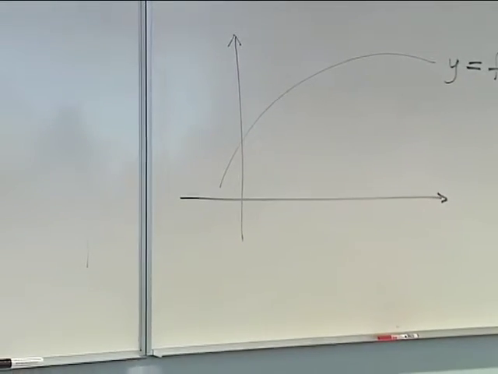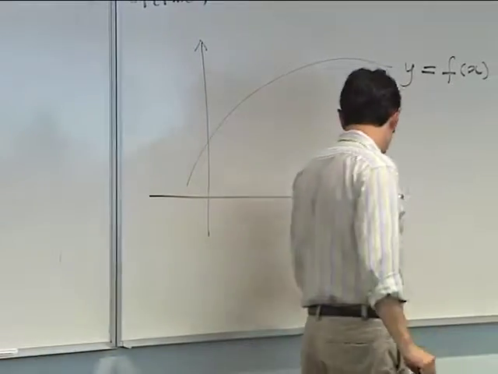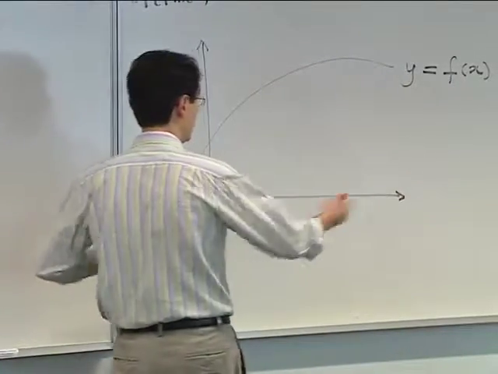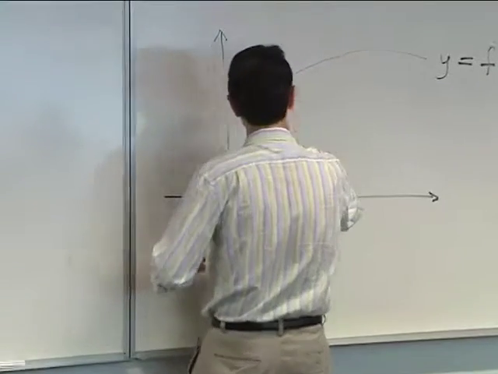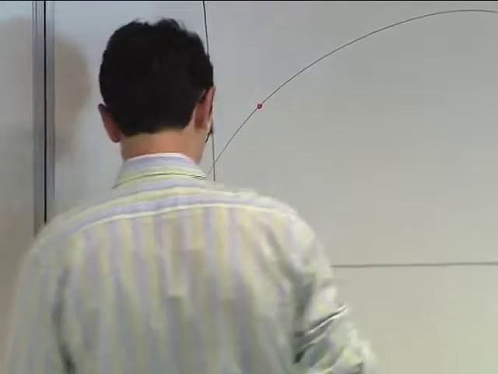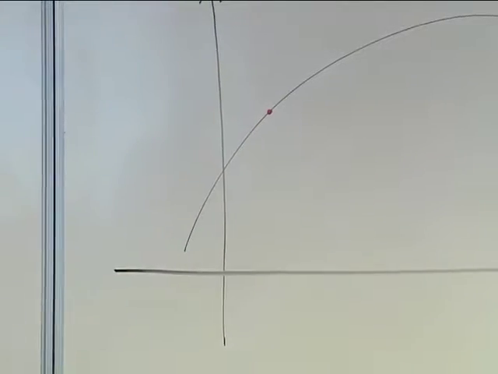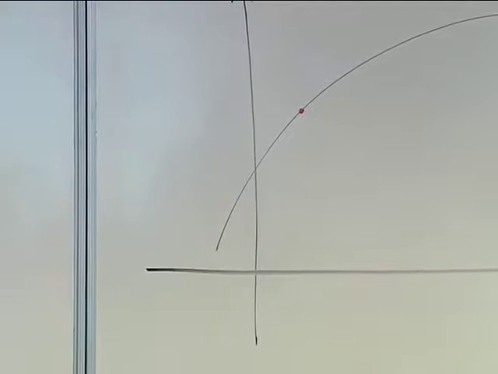And what they said was the following. Okay, all right. I'm going to pick a particular point, a spot on this curve over there. Let's say here. I want to draw a tangent line here.